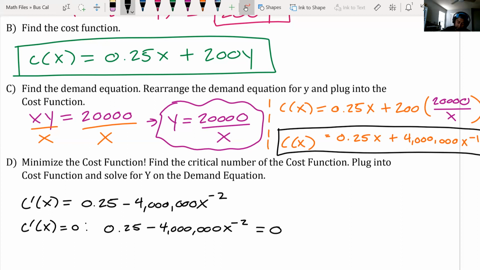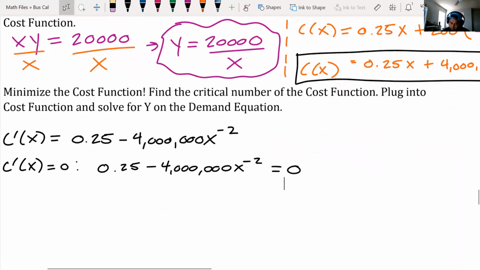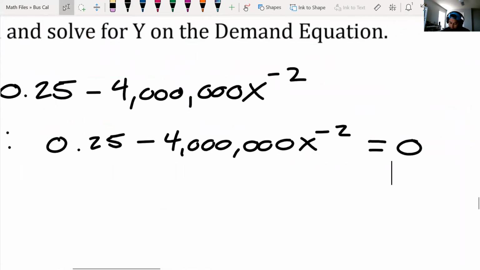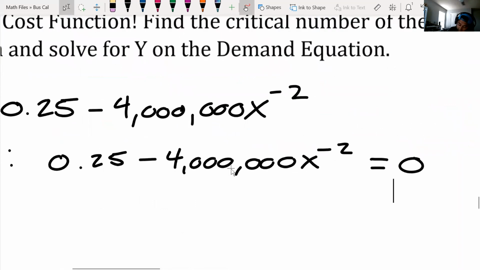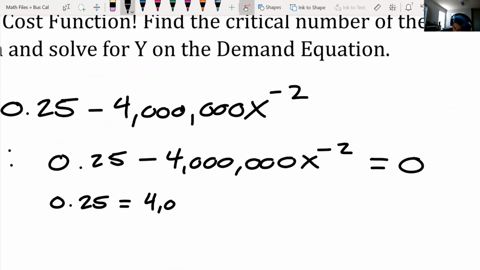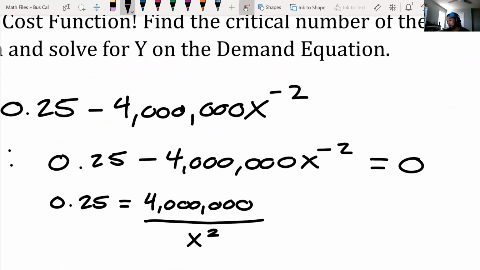And solve for X. Here we go. Add that 4 million over, and I'll have 0.25 x to the negative 2 equals 4 million. And what I'm going to do again is take that X to the negative 2 and flip it back to the denominator. So now we're solving for X.